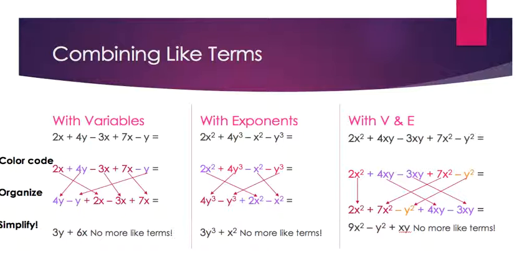Then I simplify. 4y's minus 1y would be 3y's, and 2x minus 3x plus 7x would be 6x. So I don't have any more like terms in this expression, so it's simplified as much as it possibly can be. I could do the same thing in terms of examples with exponents and with both varying variables and exponents mixed together. Any expression that I look at that has multiple terms will most often have like terms that I can simplify.